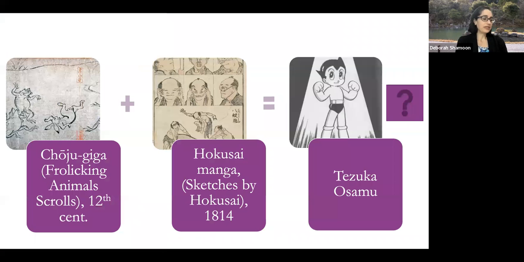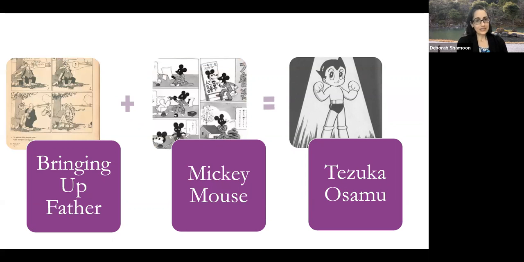Jumping from Chojugiga to Hokusai manga to Tezuka posits a specifically Japanese lineage, conveniently ignoring foreign influences. And the insular nature of the manga industry in the 1960s and 70s gives a false impression that manga developed independently of Western cartooning, but this is not true. This here is the actual lineage of manga from American newspaper strips and comic books.